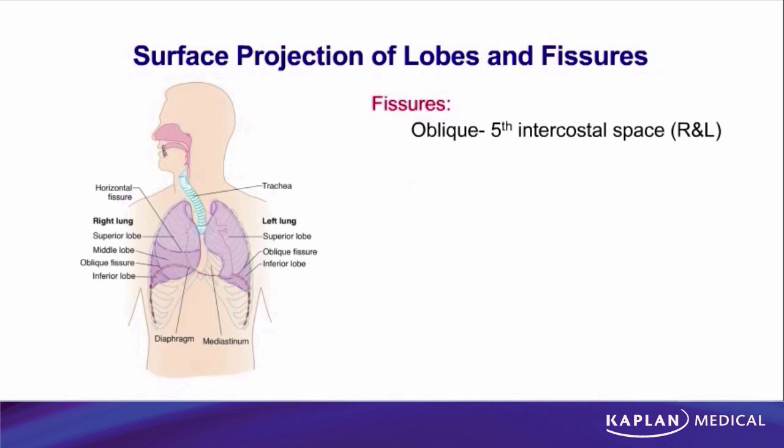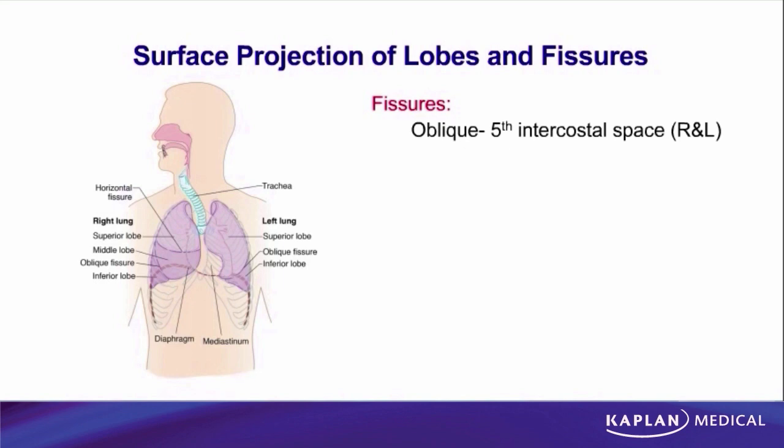The oblique fissure first. The oblique fissure is pretty much the same on the right and the left. It is roughly parallel, not perfectly parallel, but close, almost parallel with the fifth intercostal space. So remember, the ribs are oblique, therefore the intercostal spaces are oblique. And so it's not a surprise that the oblique fissure follows the course of an intercostal space. Okay, so that's the oblique fissure.